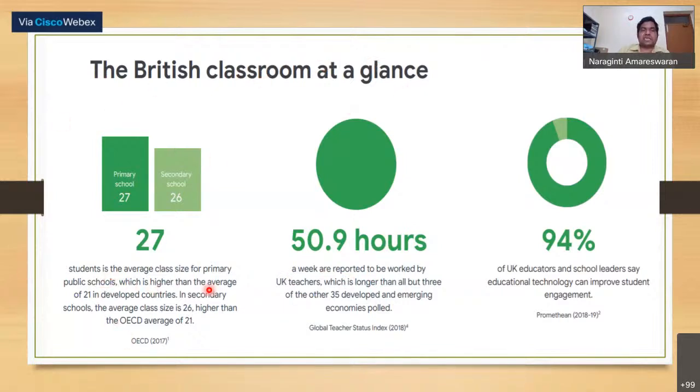The average class size for primary public schools is higher than the average of 21 in developed countries. Even though the UK is also a developed country, in other developed countries there is only 1:21, one teacher for 21 students. But in the case of the British classroom, within the UK we also have Scotland, so we can't say, that is why England is separate. Here for Britain we take 27, and per week almost 51 hours. And 94% of UK educators and school teachers say education technology can improve student engagement. The data is actually from 2018 and 19, before the pandemic. Now, if you ask the same, they might say it is 100%.